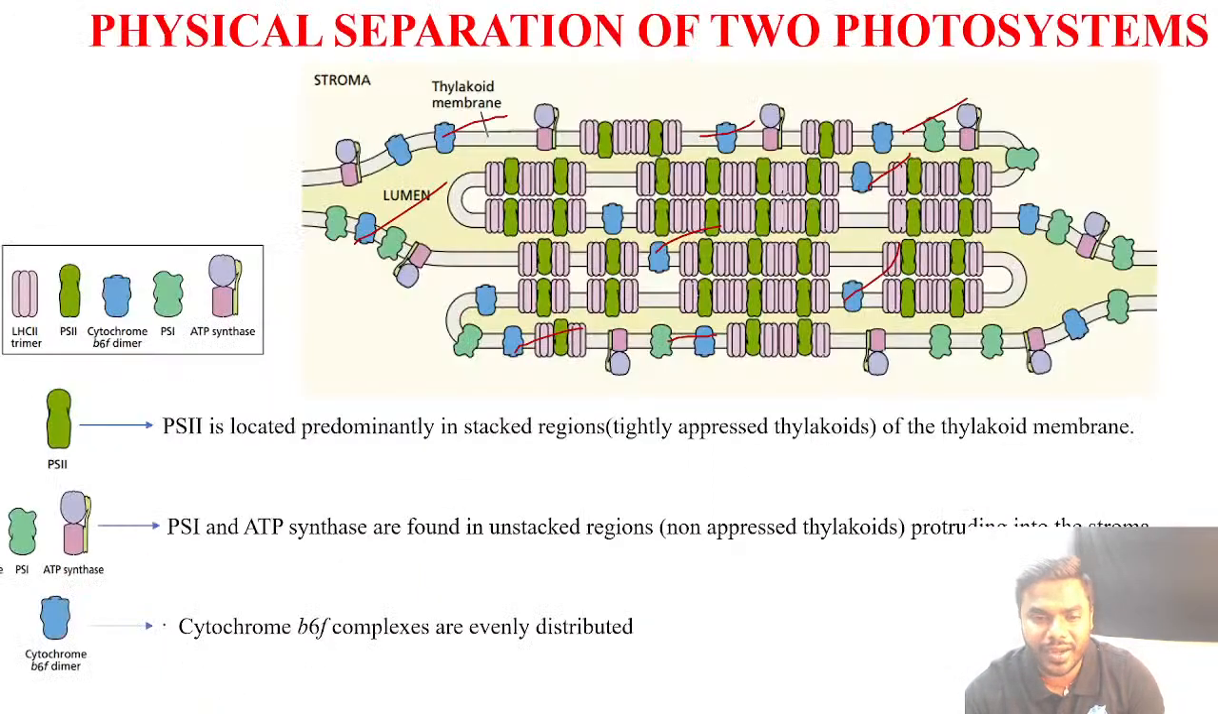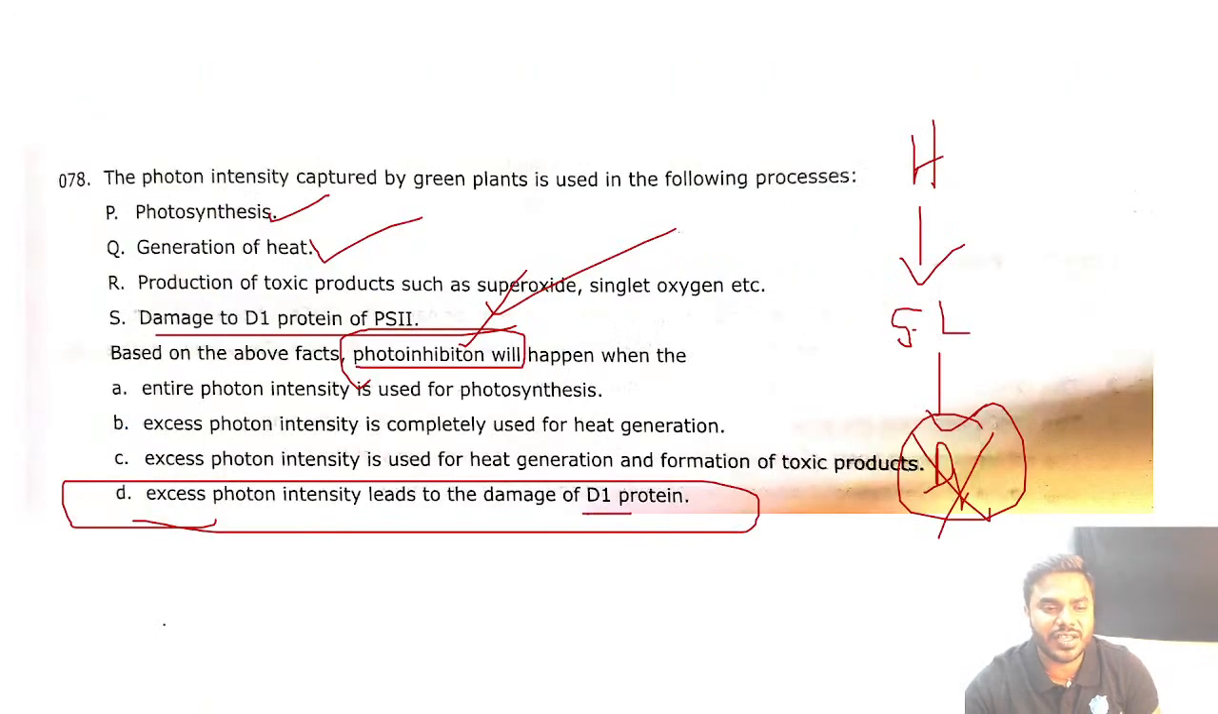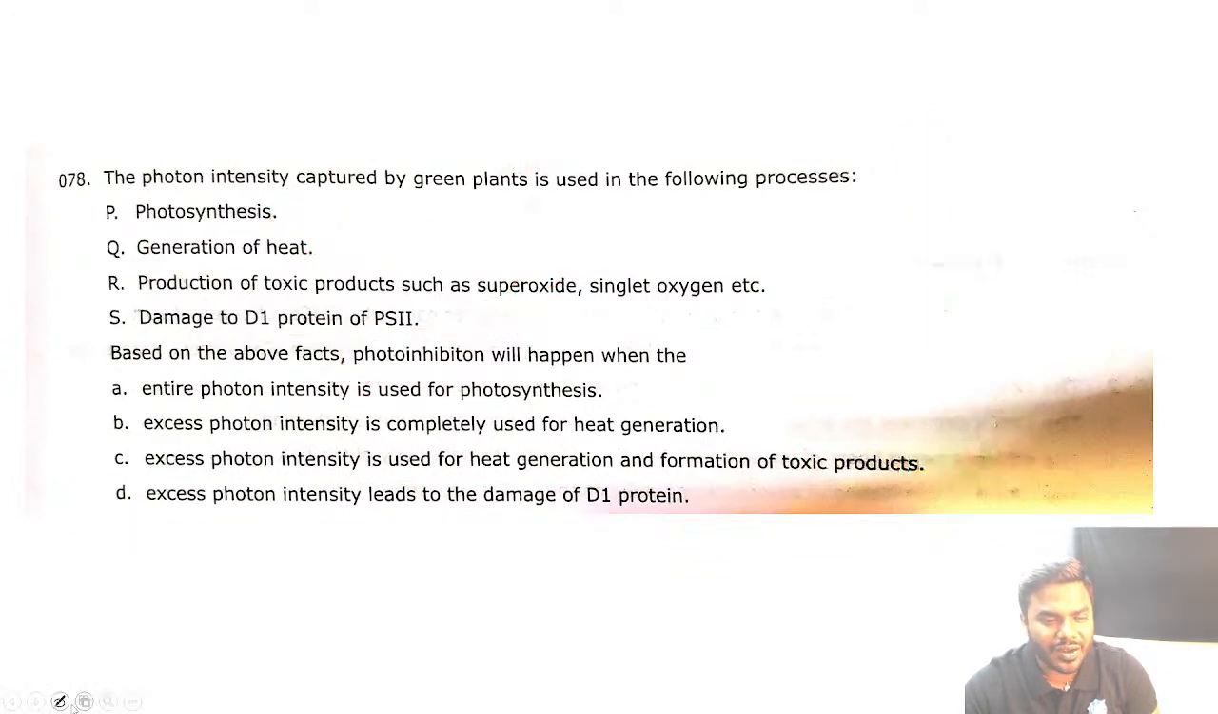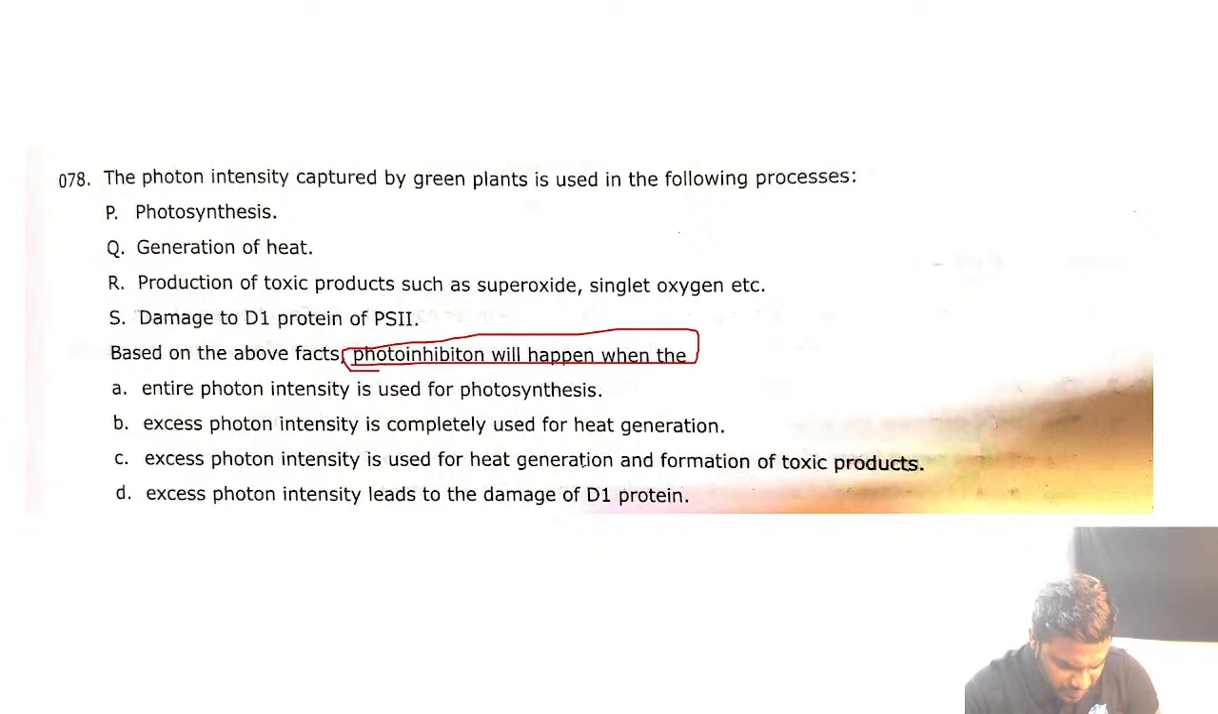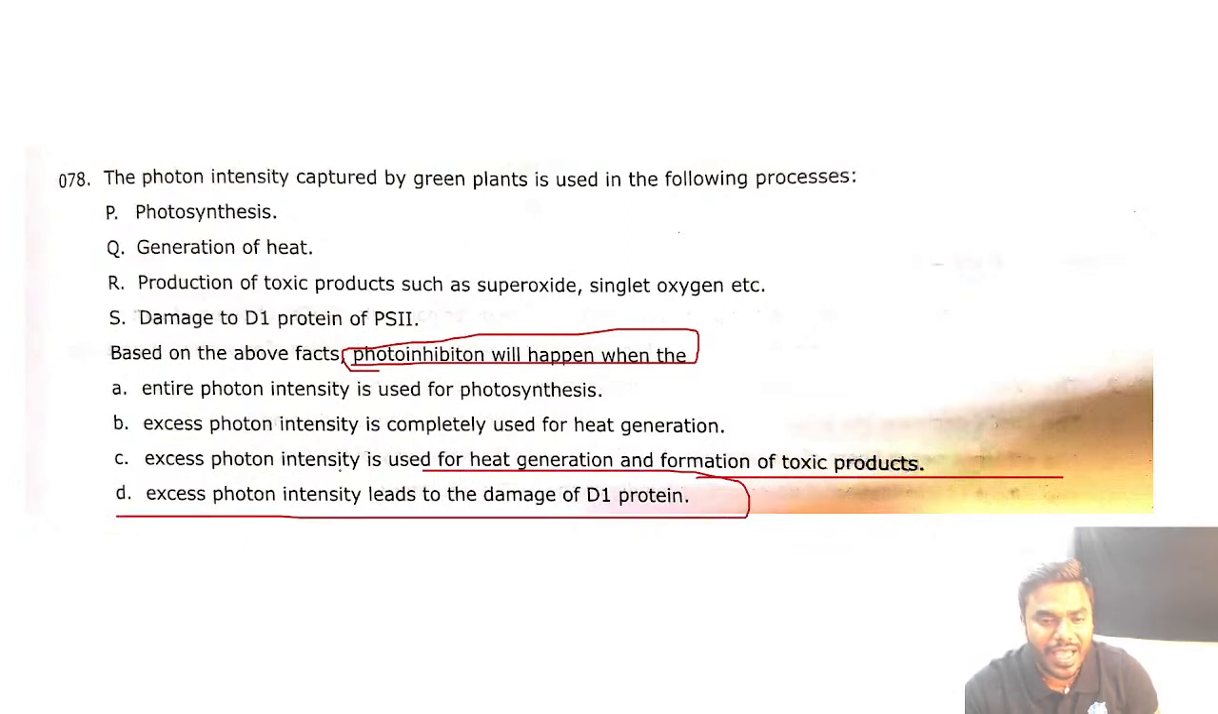You are getting my point? Then how can C be the answer, friends? C cannot be the answer. Excess photon is used for the generation and formation of toxic product. You only tell me, what is the question asked? The question asked is when the photoinhibition occurs. They did not ask whether the photon intensity produces toxic products or not. That is not the question. When will the photoinhibition happen? Photoinhibition will happen when the D1 protein gets damaged.